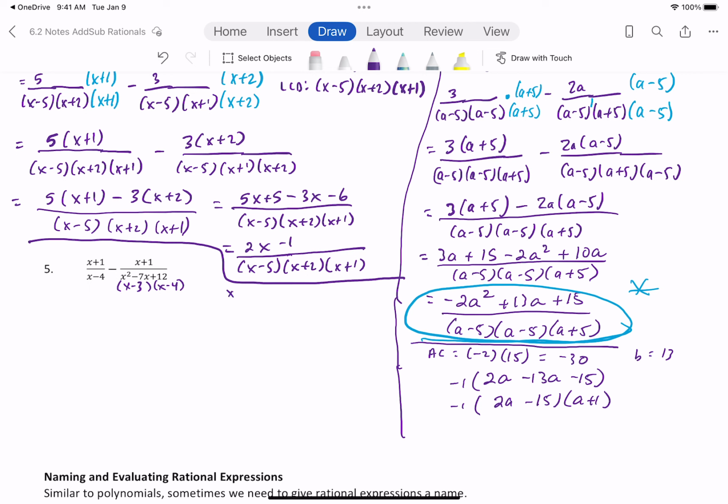So this one's back to a simpler LCD, I think. So we need an x minus 4. And from the second one, we need an x minus 3. And we already have an x minus 4. Alright, so let's write out our original.